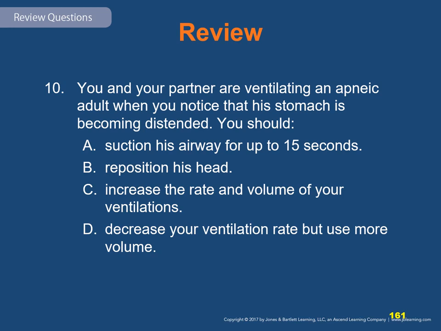Number 10, you and your partner are ventilating an apneic adult when you notice that his stomach is becoming distended. You should A, suction his airway for up to 15 seconds, B, reposition his head, C, increase the rate and volume of your ventilations, or D, decrease your ventilation rate but use more volume. But think about this. We talked about the physiology at the very beginning of this chapter. The airway sits in front of the esophagus and is lower. The entrance of the airway is lower than that of the esophagus. So why are they getting gastric distension? You should now be able to figure out the answer.